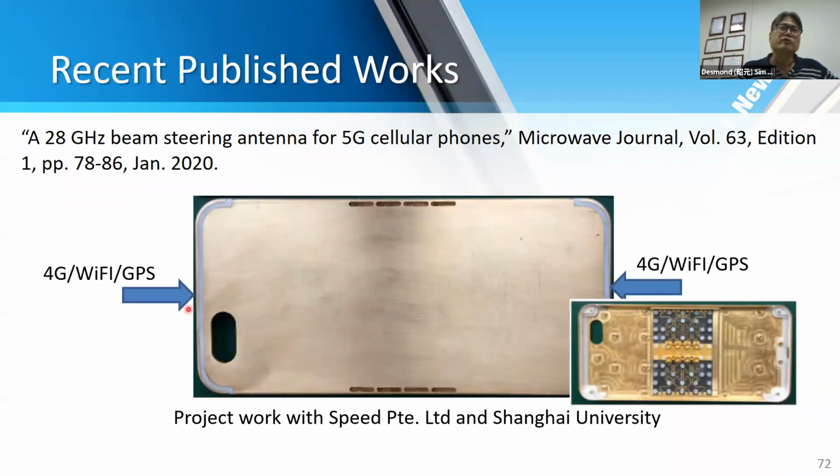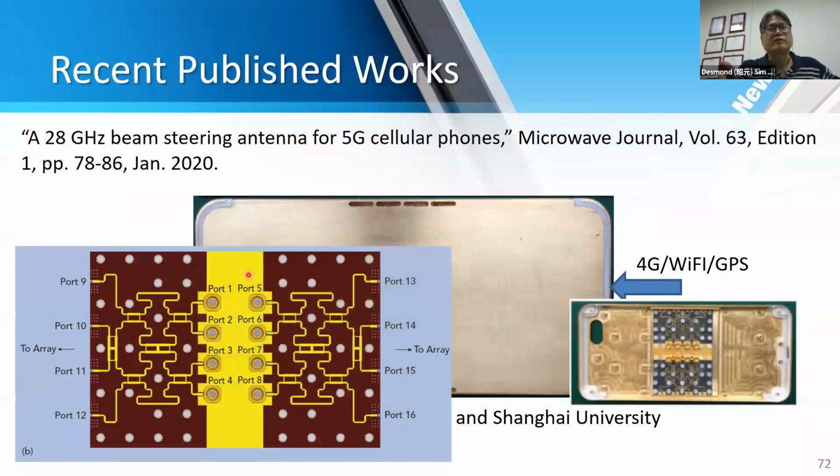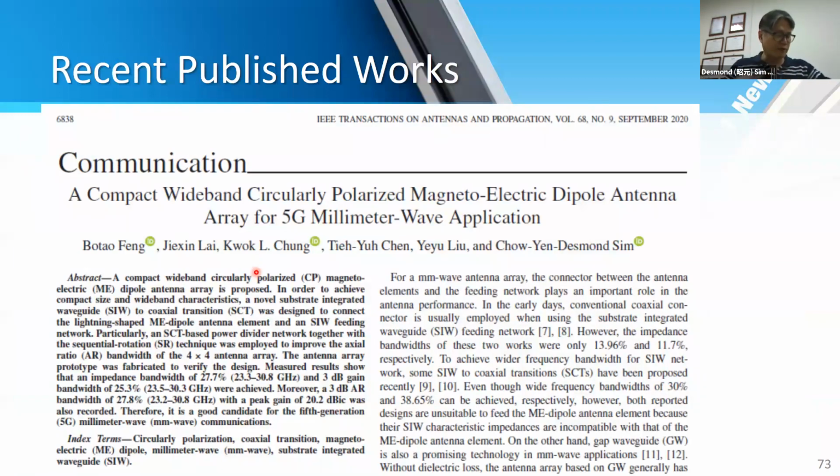The left and right side down here will be my 4G, Wi-Fi and the GPS antenna. And so this is our Butler matrix that we have designed. So now I'm going to show you our latest work. Please give me another few minutes.